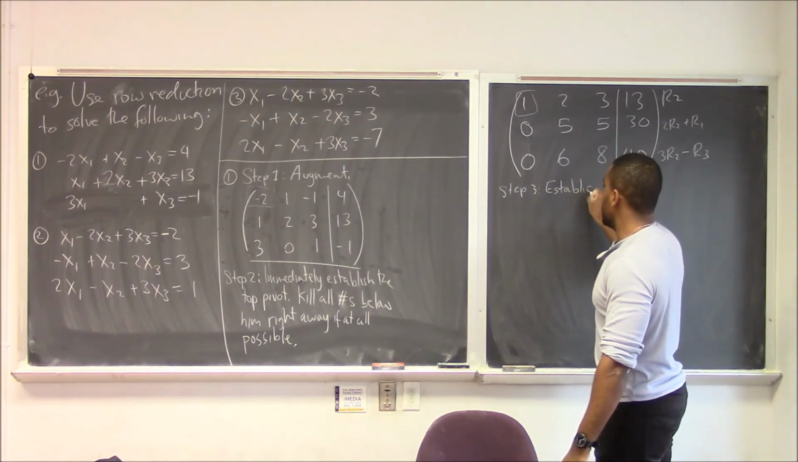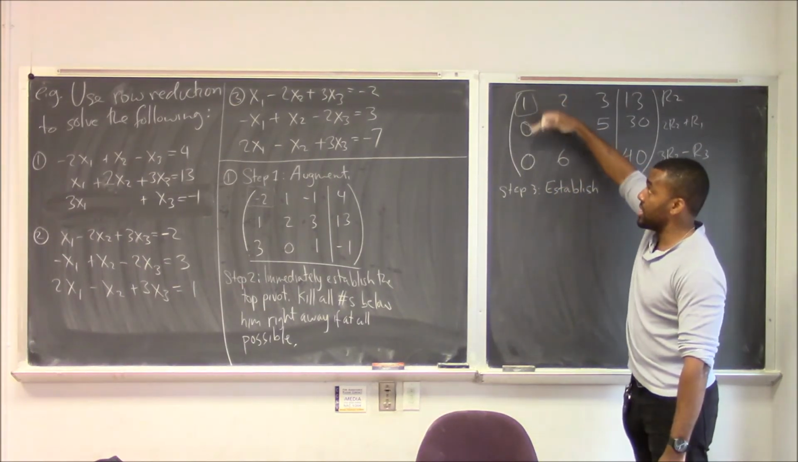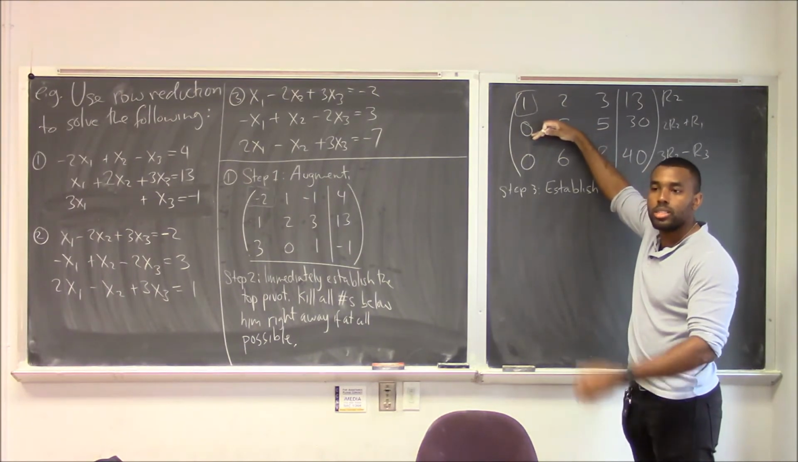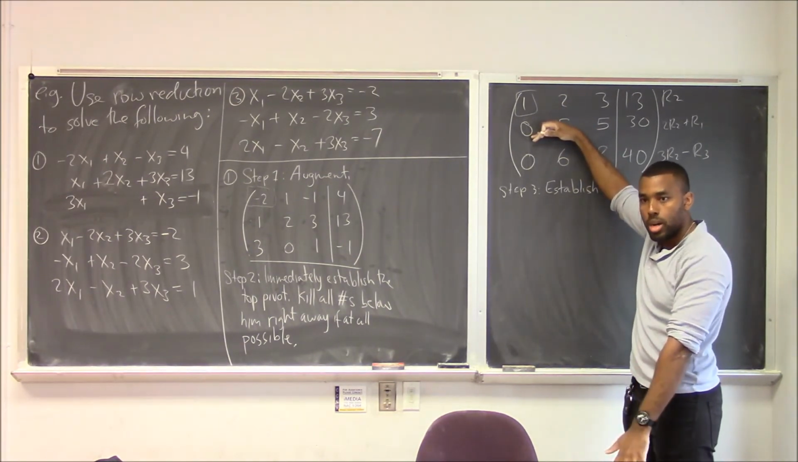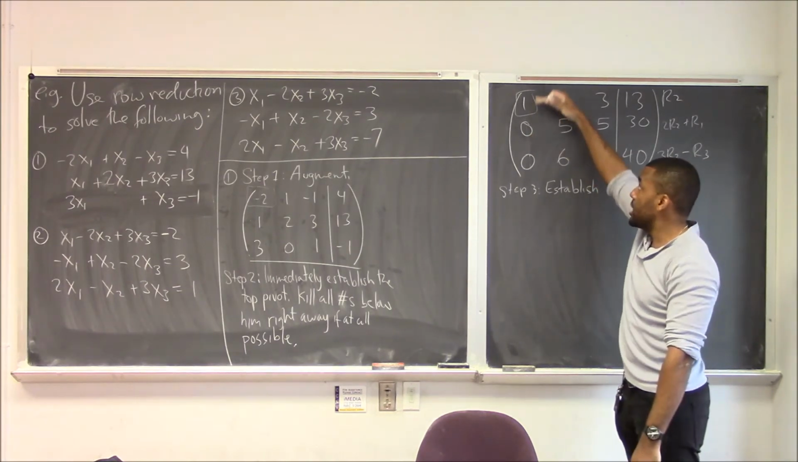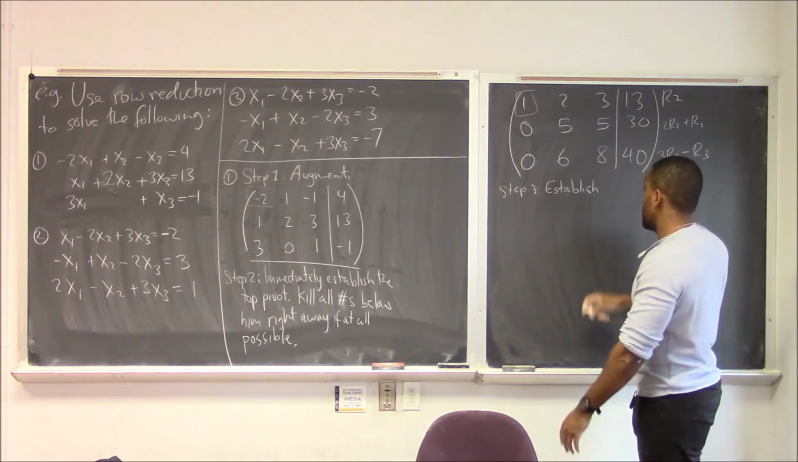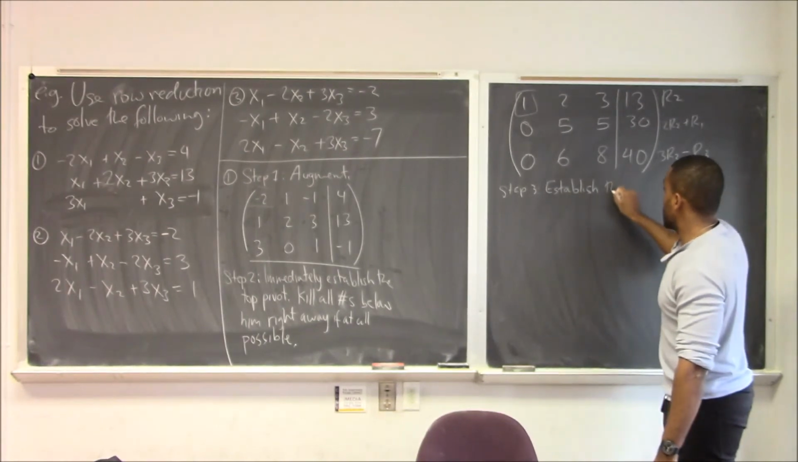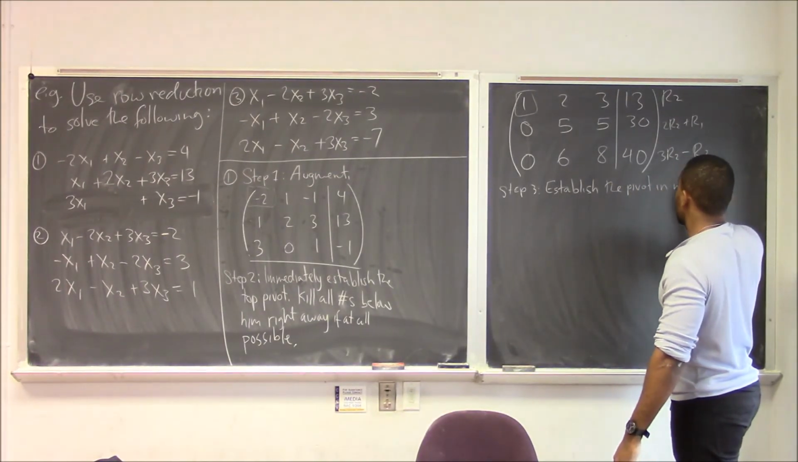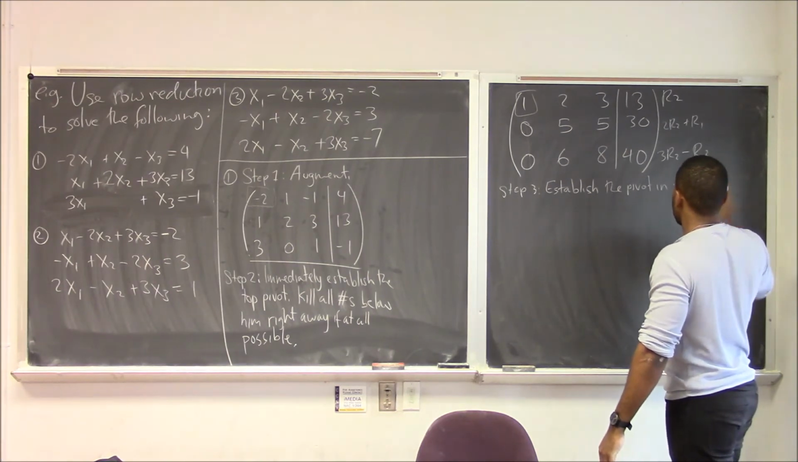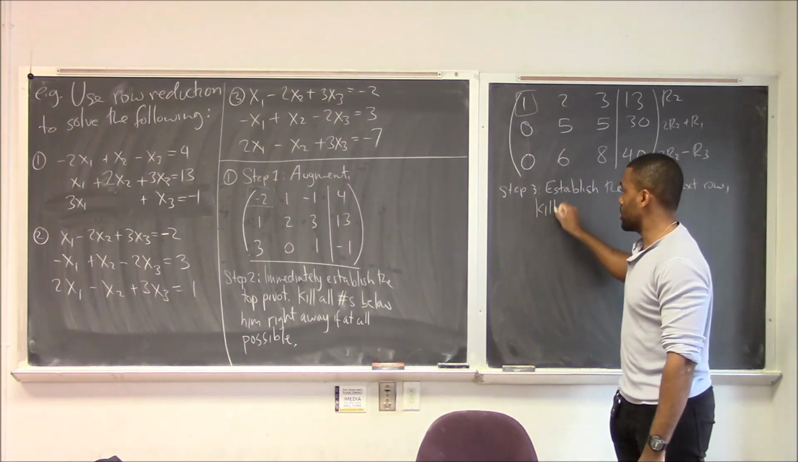Establish the next pivot in the immediately lower row. I know the pivot has to be in the next row because in row echelon form, any rows of zeros would be pushed all the way to the bottom. So if there is more than 1 pivot, they will be in successive rows. Establish the pivot in the next row. Kill everyone below it.